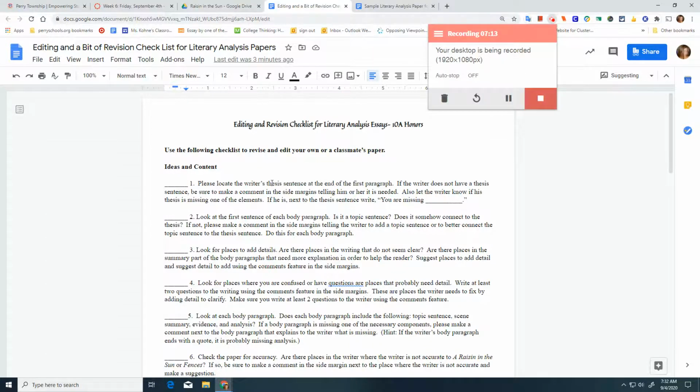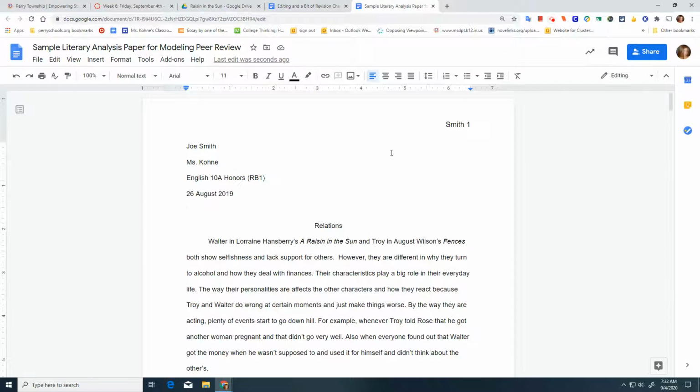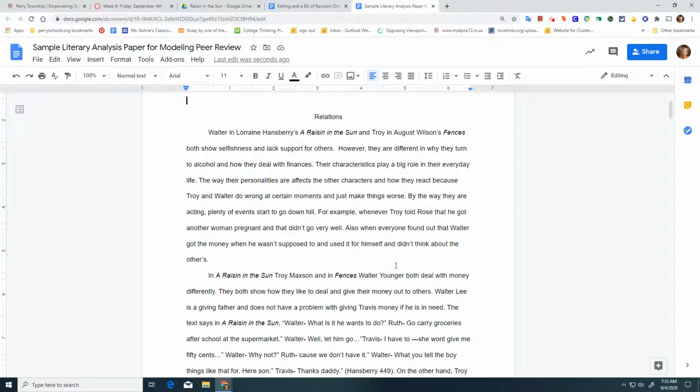All right, so keeping this checklist in mind, and the things I'm looking for, I'm going to go to this literary analysis sample paper and go through the paper. First thing, it looks like it's double spaced, 12-point font, Times New Roman. It's not 12-point font, but that's not a big deal. It looks like it's got the right parameters for the most part, page number, heading.